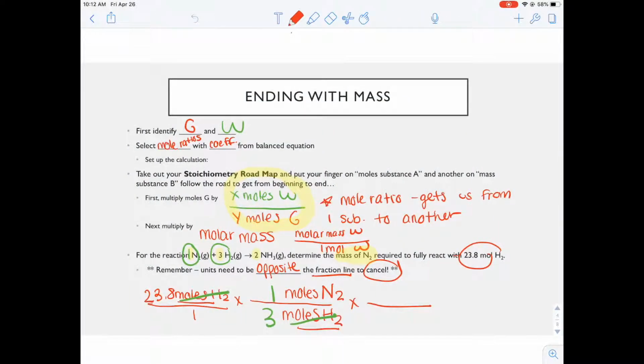So molar mass, we need to put moles of nitrogen down here because moles of nitrogen is up there. So now it's got to be down there so it can cancel. And when we're finding the molar mass, it's always 1 mole of whatever to the number on the periodic table. Pay attention to this time, it's N2. So that means we have to take our 14.01 and multiply it by 2, which gives us 28.02 grams of nitrogen. Moles of nitrogen cancel, and we're left with grams.